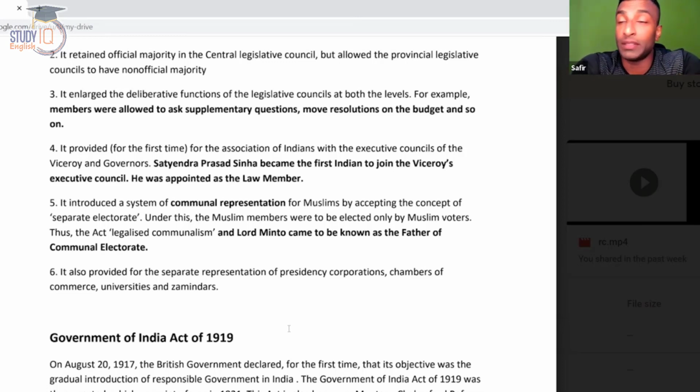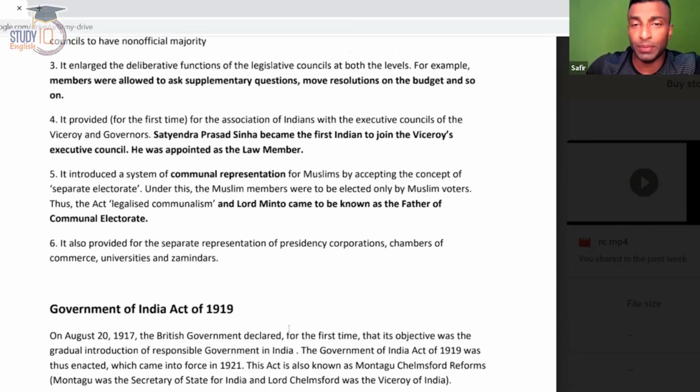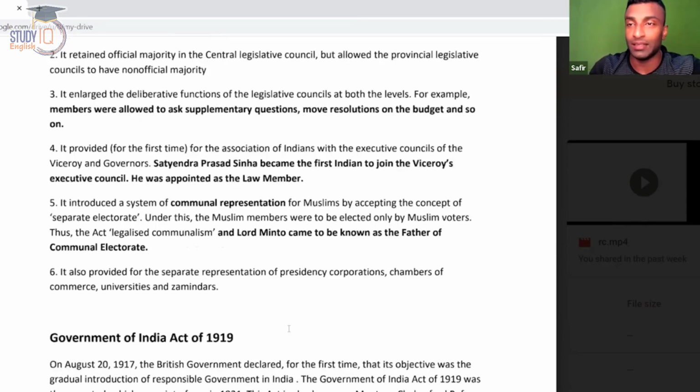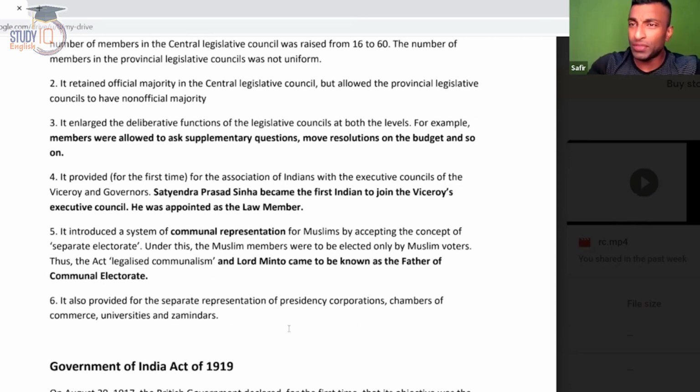And then communal representation, separate electorate to Muslims. And Lord Minto came to be known as the father of communal electorate. So guys, all these are very simple. It also provided separate representation of presidency corporations, chambers of commerce, universities, and zemindars, etc. These are points which you can read, and there is nothing to explain in this. These are self-explanatory. That's the reason why I've explained what is the most important among that.